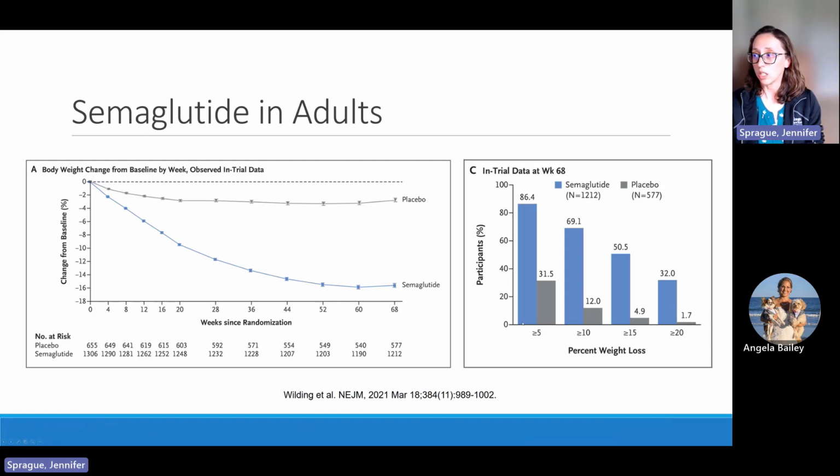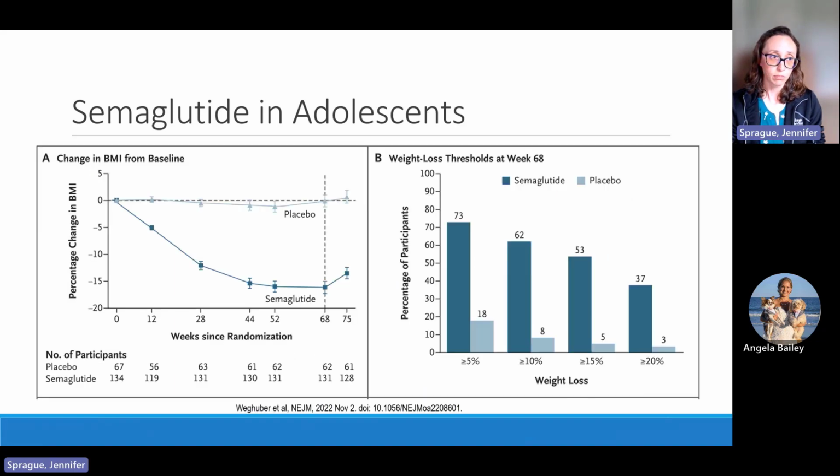on treatment. You can see very high portions of patients treated with semaglutide reaching the 5 and 10% weight loss categories, and almost a third of participants in that study, this is an adult study, reached greater than 20% weight loss in the adult study.